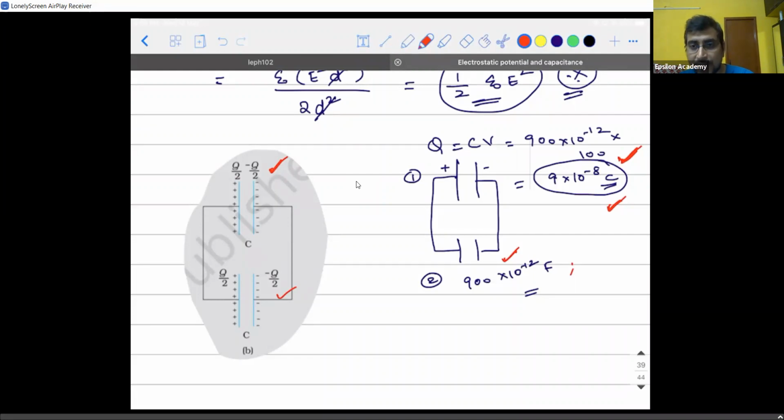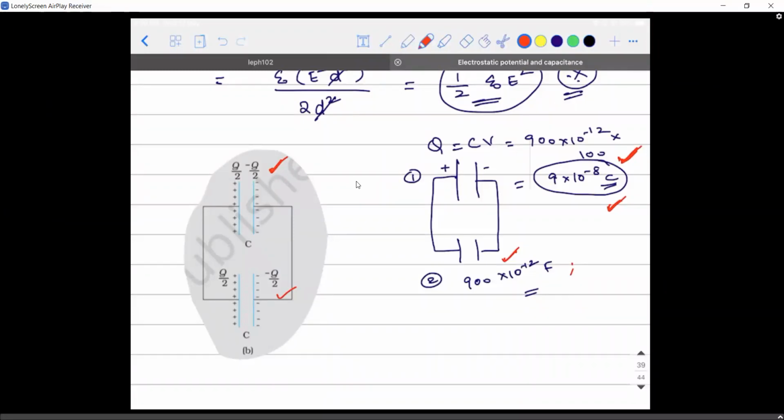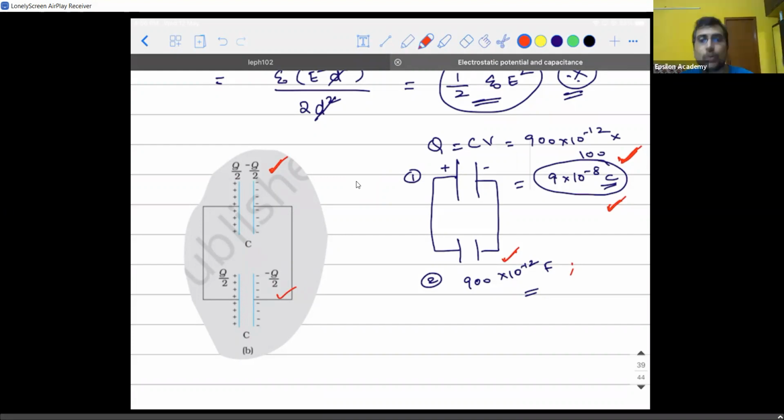redistribution of charge will take place. Please write it down. Redistribution of charge will take place, underline this point, till the potential difference of both the capacitors is the same. Till the potential difference across both the capacitors is how much? Is the same. Pridam, until V is equal in both cases, sir. V is equal. V should be equal, not the charge.